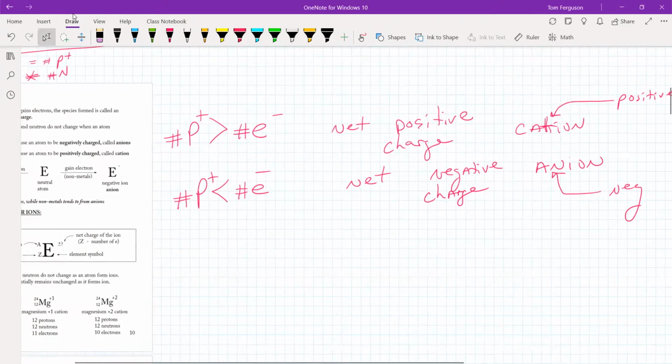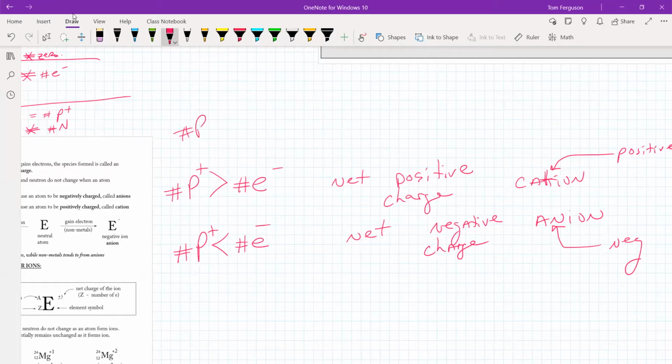So we have three situations. We have P's equal to E's. That's neutral. Net zero charge. P's are greater than E's. We have a positive charge forming a cation. P's less than E's. We have a negative charge forming an anion. Okay, so three situations. And we're looking at protons, electrons, and neutrons. We have to consider whether this is an ion or a neutral atom.